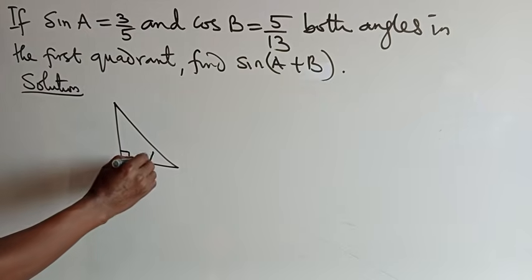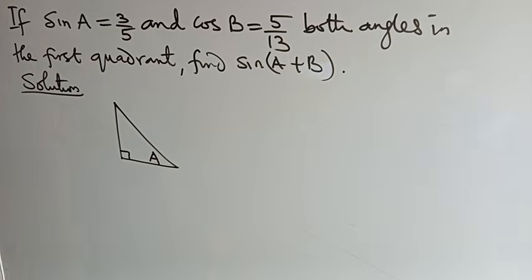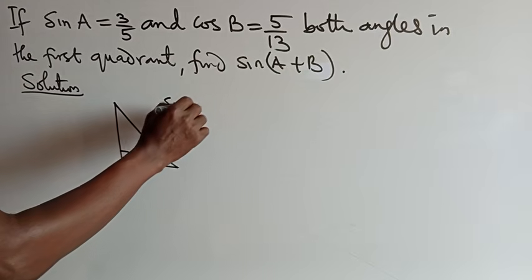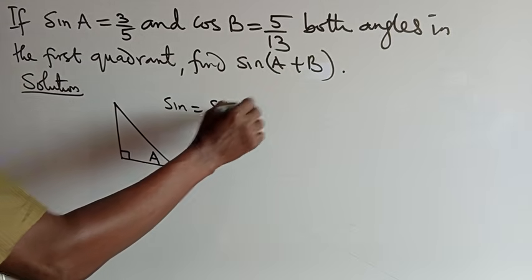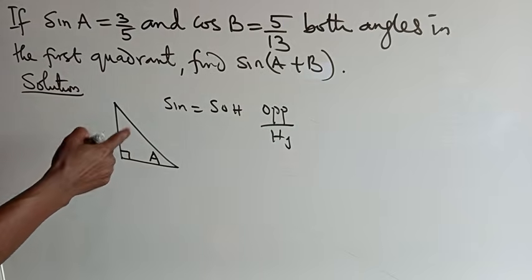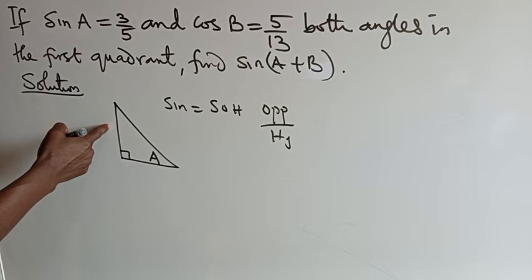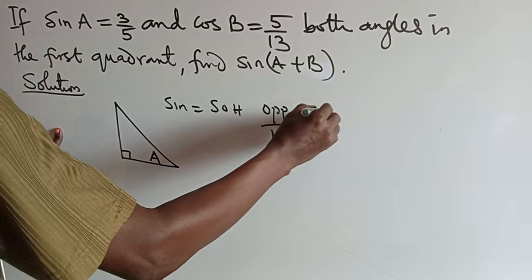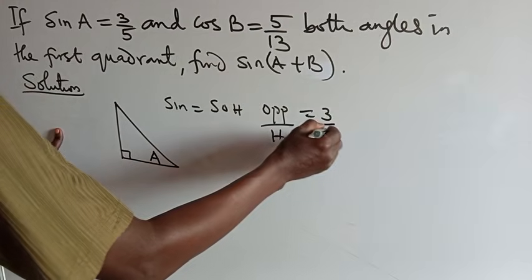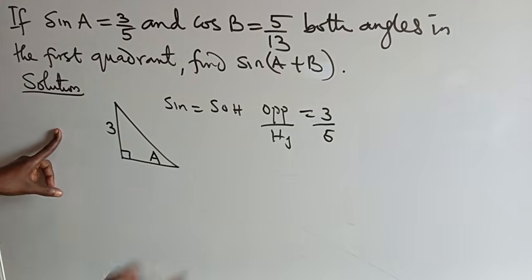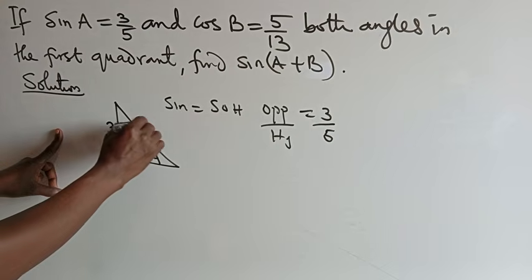A is the included angle here, and we know that sine, from SOHCAHTOA, is opposite over hypotenuse. You get it now? The opposite is the side that faces the given angle. So the opposite side is 3 and the hypotenuse side is 5. So we write 3 here. The hypotenuse is the longest side of the triangle, so we write 5 here.